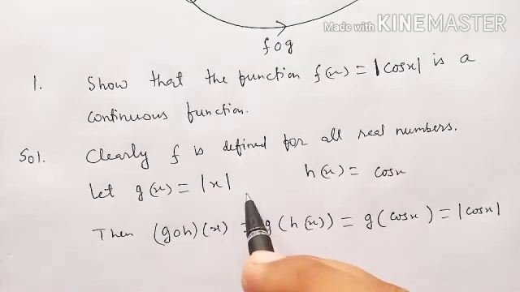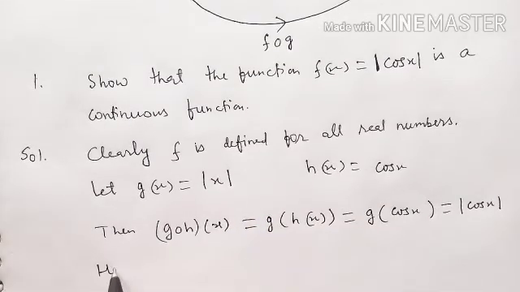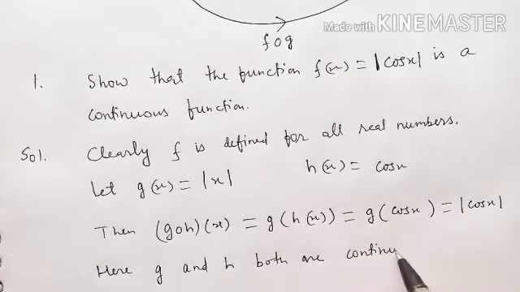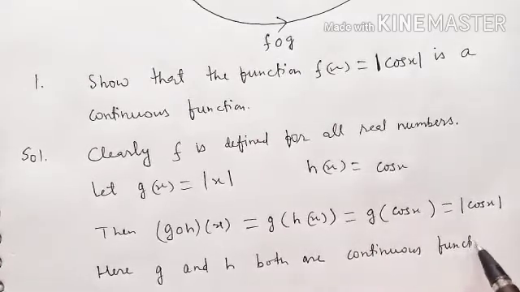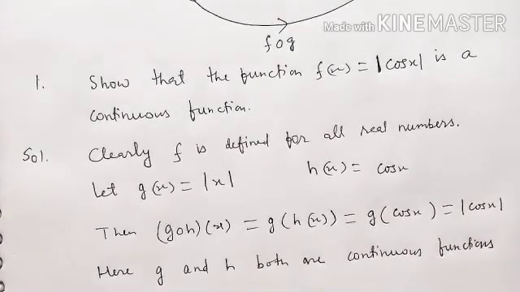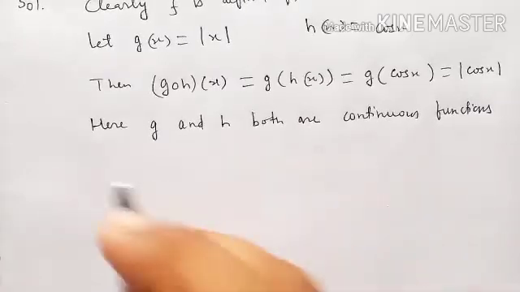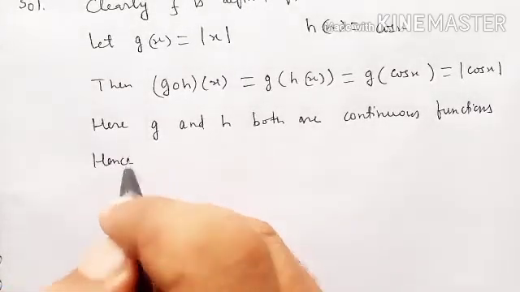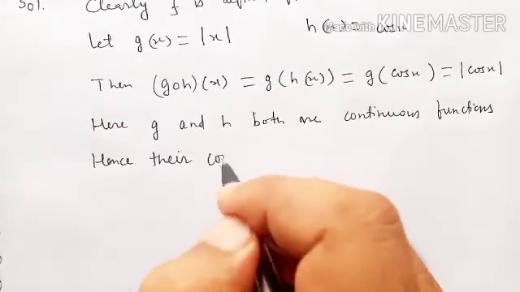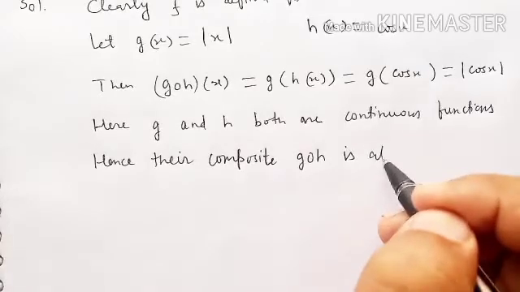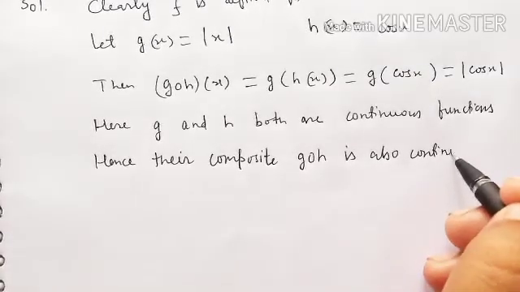Is that clear? Here g and h both are continuous functions. Hence, their composite g o h is also continuous by the theorem.